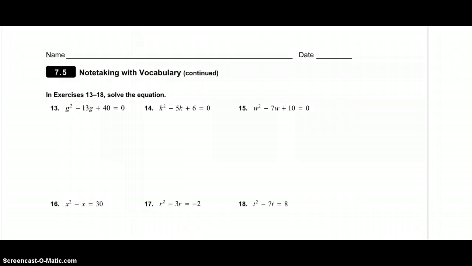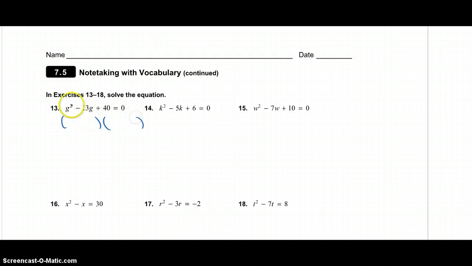So yesterday we factored with trinomials, and today we're going to use those factors to solve equations. And so look at number 13. We see we have a trinomial and the equation equals 0. And so let's go ahead and factor.